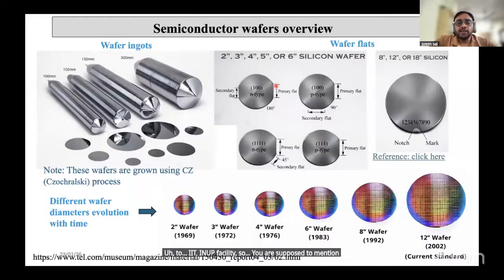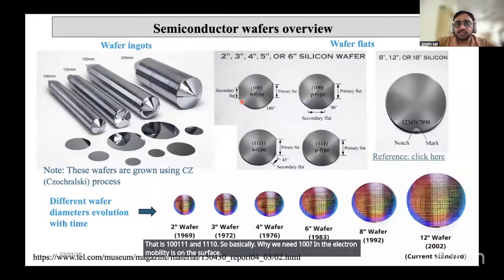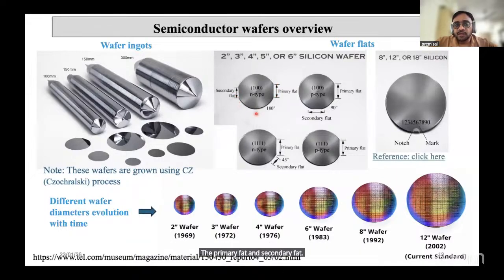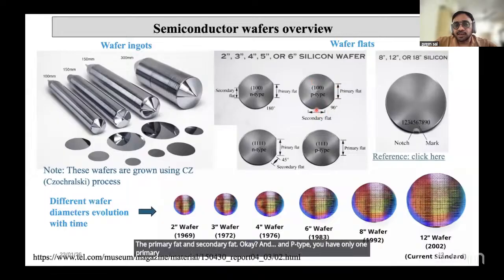kind of wafer and why, because it is based on the crystalline direction. Here if you see, there is 100, 111 and 110. Basically, why we need 100 is that the electron mobility on the surface will be very good in these wafers. So that's why we have to identify, before starting our process, the primary flat and secondary flat. Okay, and for p-type you have only one primary flat, a small secondary flat and so on.